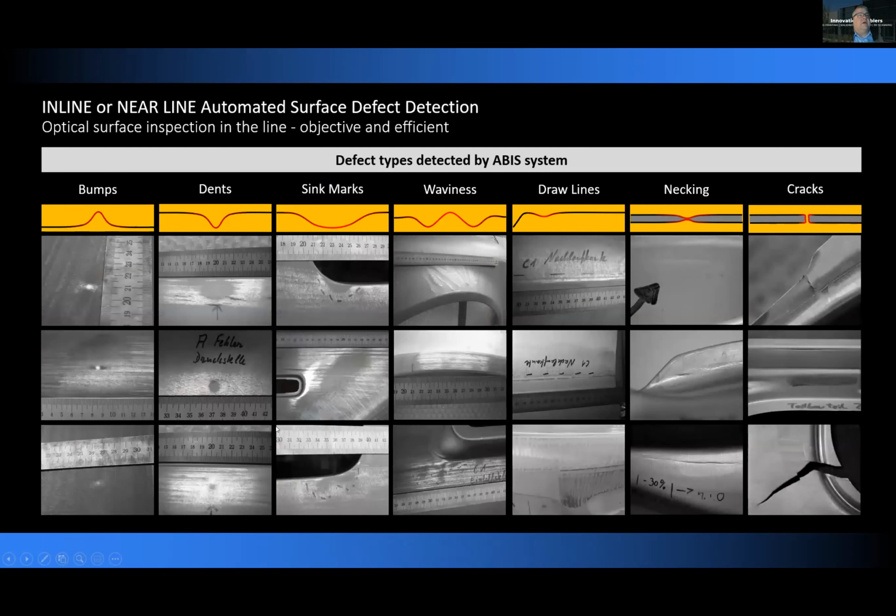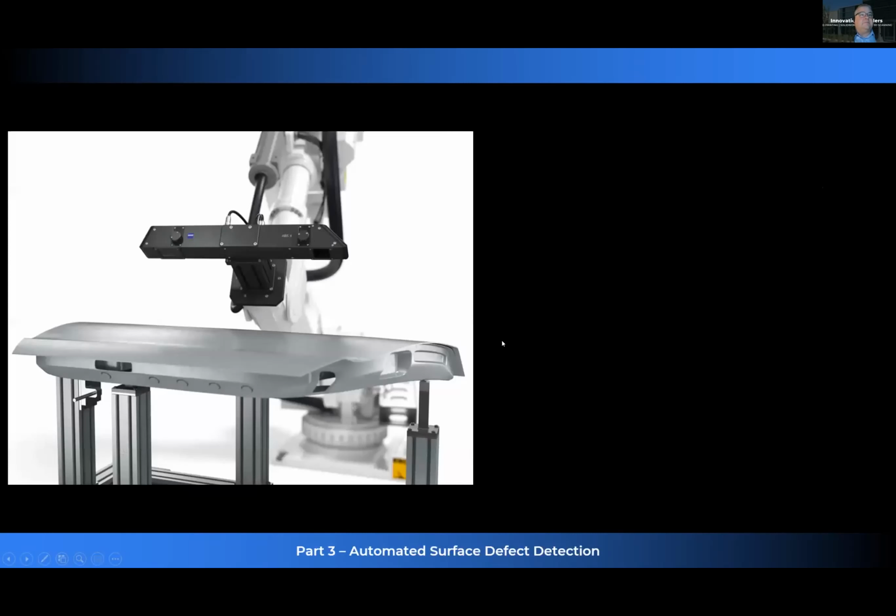And this is a very labor-intensive process. What they're looking for are things like bumps, dents, sink marks, waviness, draw lines, all these traditional things that happen in sheet metal forming operations. And it takes a long time to train people how to look for these things. And when you're looking for that really nice cosmetic finish, which is your end product going to your customer, how are you doing that?